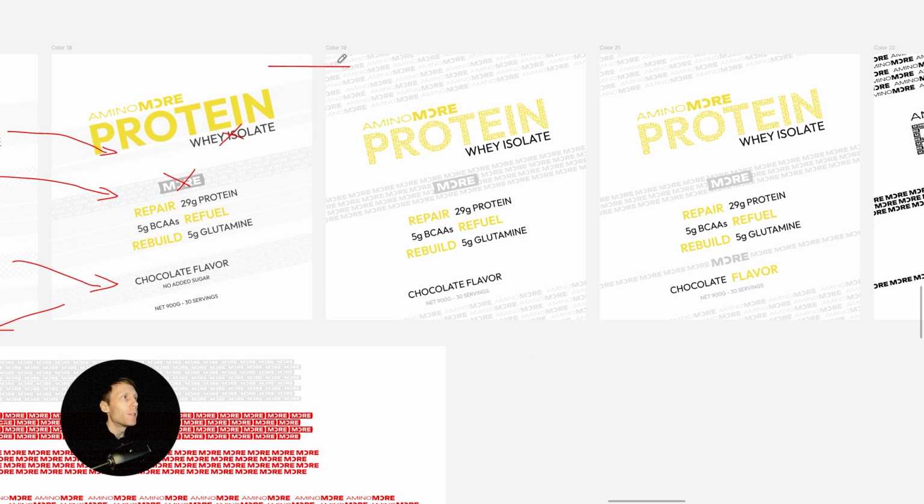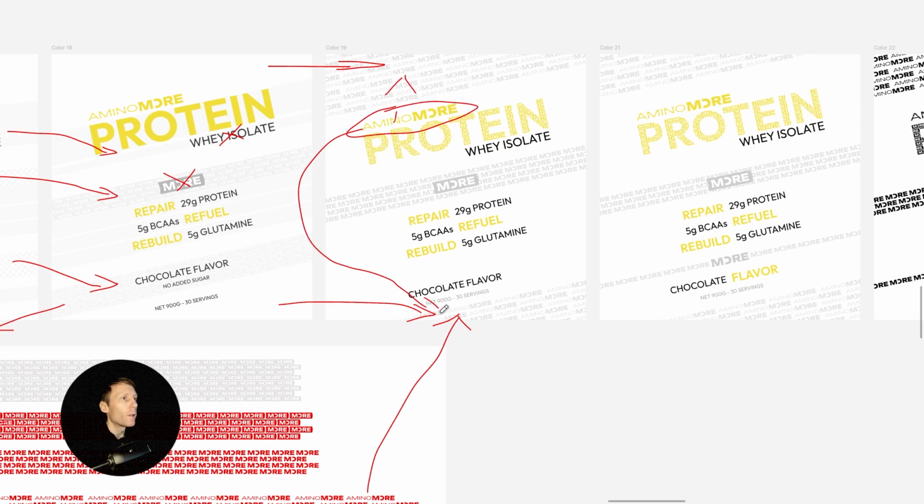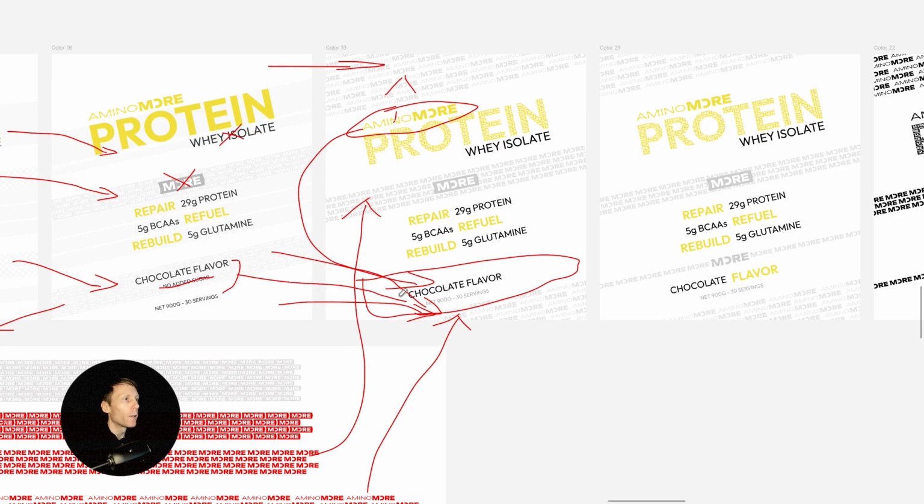I added new texture here and here below, from down below. It was made out of the logo, right here and here. I added new texture from here up here. I got rid of this. Now it's an empty space. And I also deleted no added sugar. So I combined those two into one here.